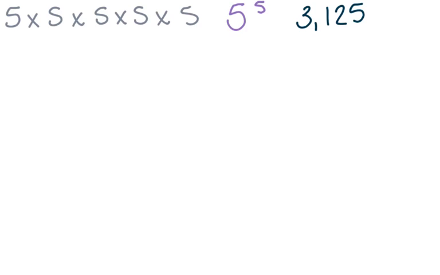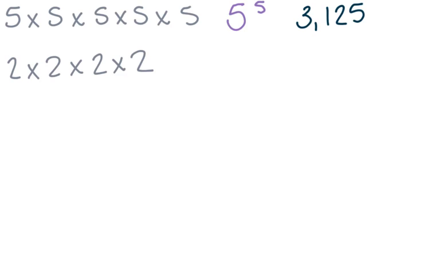We have an answer of 3,125. And yes, you can use a calculator to do 5 times 5 times 5 times 5 times 5. Or if your calculator does exponential form, you can do 5 to the power of 5. Calculators are allowed here because that is a lot of multiplying.